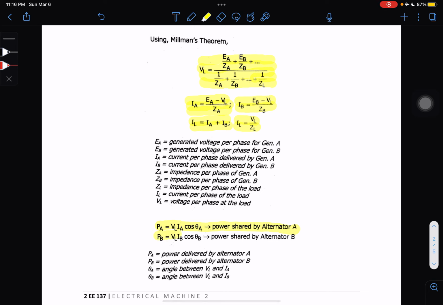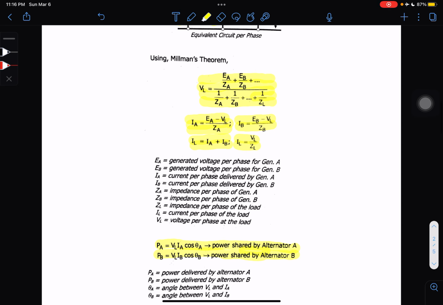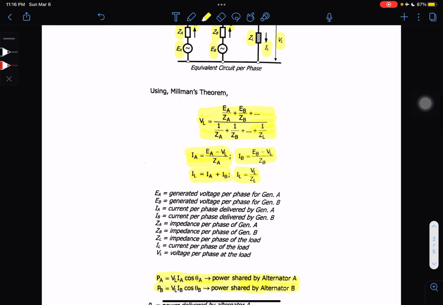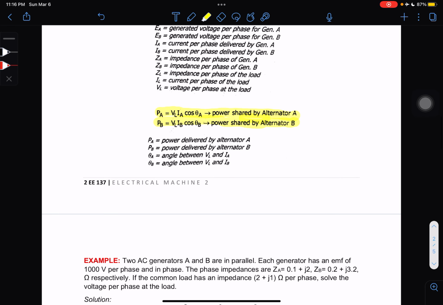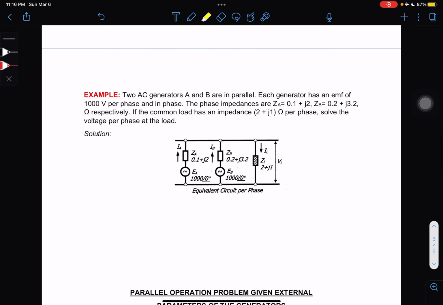So same ra sa atuang alternator B. So formula lang ni no. So dapat take note ta sa atuang formula. So let's have an example for this topic.